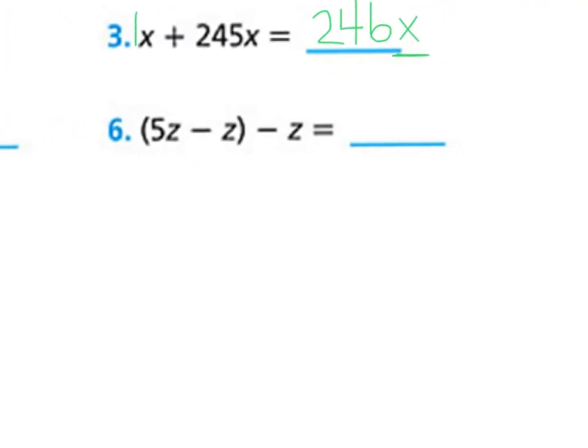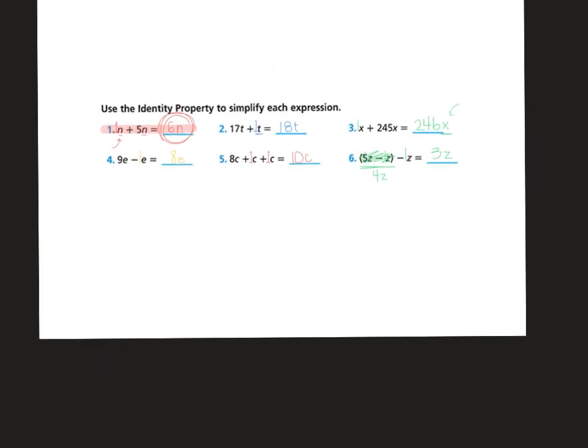Pause the video and see if you can solve number 6. Now that you've solved number 6, let's go over it. We're going to use PEMDAS as a reminder. We're going to use what's in our parentheses first. 5z minus 1z is 4z. 4z minus 1z is 3z. If you got 3z, you're correct. That was pretty easy, wasn't it?